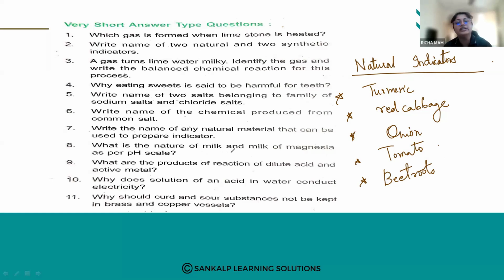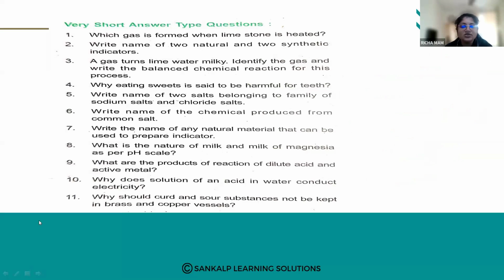So write the name of any natural material from which you can prepare a natural indicator. I've given you many options, so you can write any one material. Let us go for the next one. We have completed 7 questions. Let us go for the eighth question.